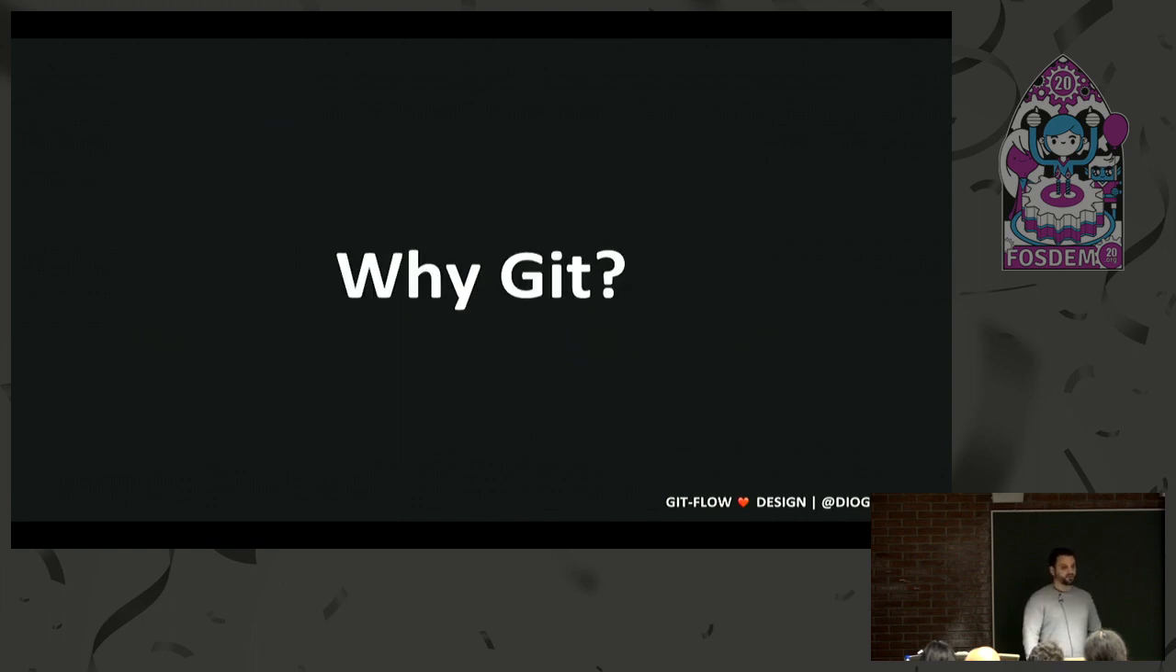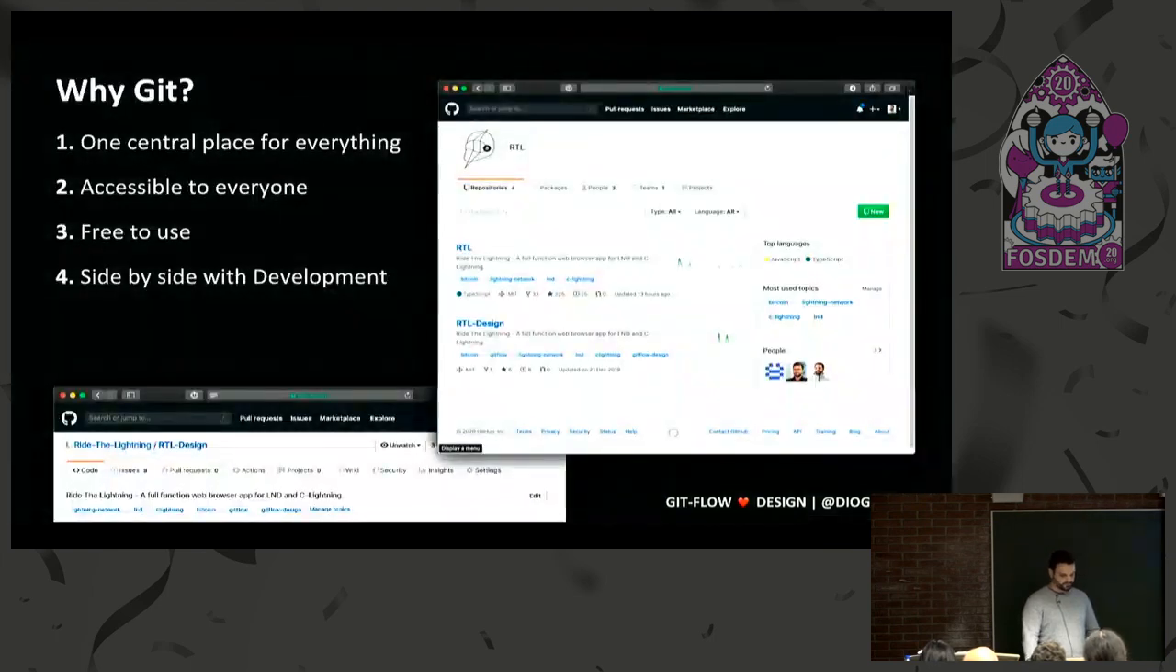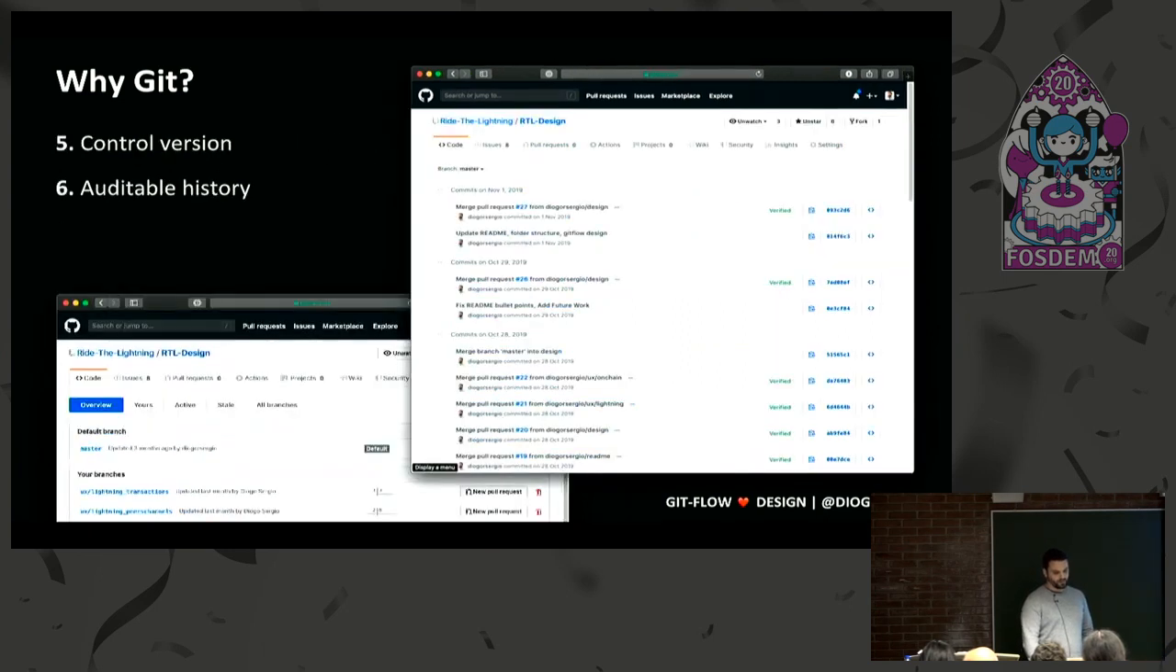So why Git? Well, it's because that's where all the development happens, and if it's possible to be in there, I think it just makes sense. Even though it's made for source code, I will show you the benefits, how we can use it for design. It's a place for everything: files, documentation, guidelines, accessible to everyone, free to use, and development can be linked together. It has controlled versioning for your design files, so no more final. It has auditable history, so you can just look at all the decisions taken over the year, what was the discussion, the why, and the reasons.